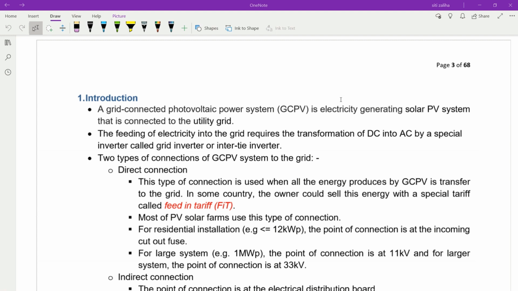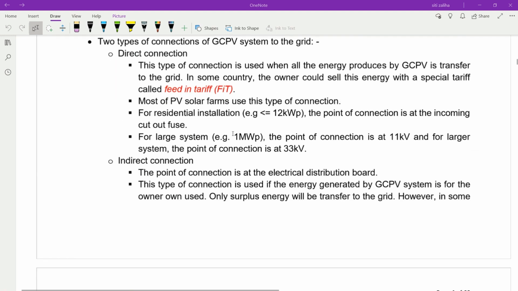For residential installation, for example less than or equal to 12 kilowatt peak, the point of connection is at the incoming cutout fuse. But for a larger system, for example 1 megawatt peak and above, the point of connection is at 11 kV, and for a larger system, the point of connection is at 33 kV. So where is this connection? 33 kV is usually at pencawang masuk utama, PMU.